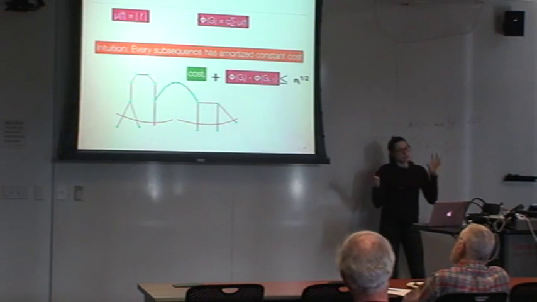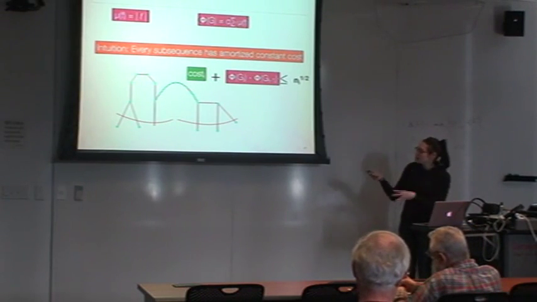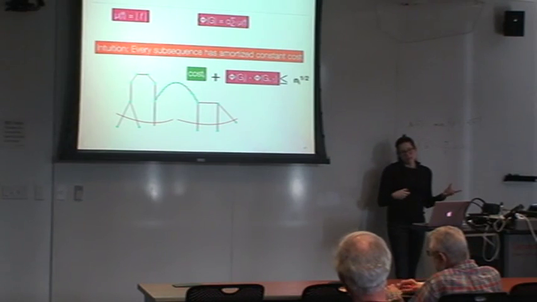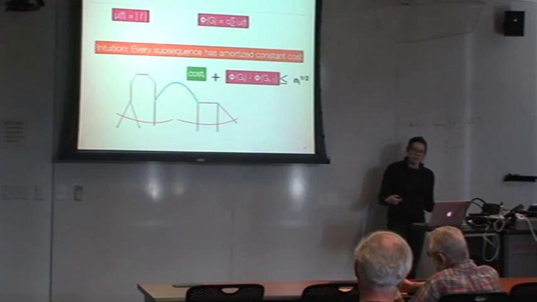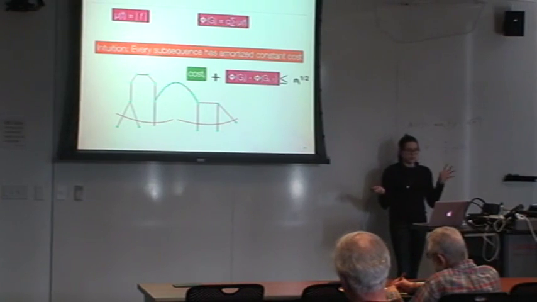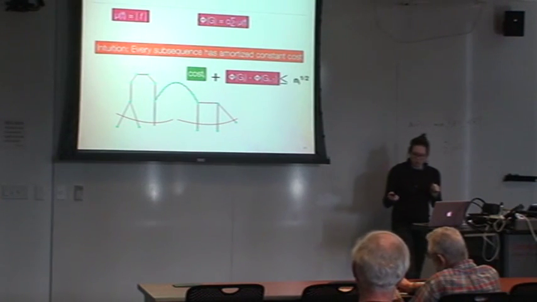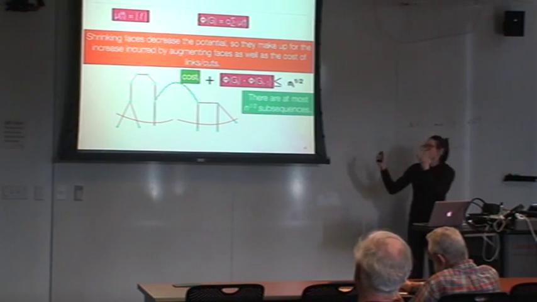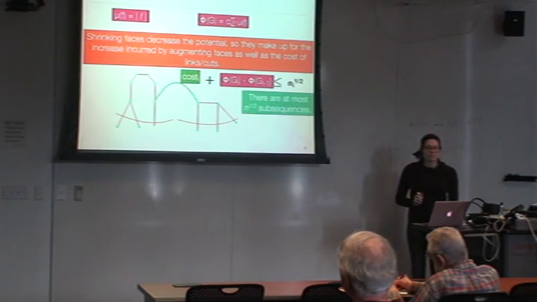How many subsequences are there? These are maximal sequences without any faces of size root n or higher. And how many faces of that size can we have in a planar graph? The answer is at most square root n, because the number of edges is linear. So there are at most n to the 1/2 subsequences. And yes, the shrinking faces decrease the potential, so they balance out this cost.